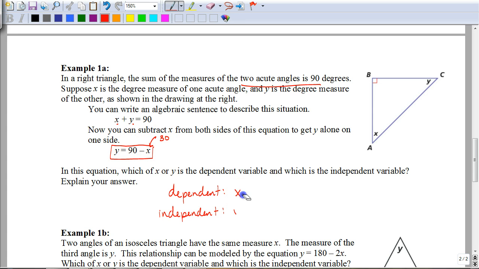My value for y depends on that number that I put in for x. So that means, whoops, I put this down backwards. So that means that y would end up being my dependent variable, because that value of what I'd end up getting as my answer would be 60, depends on the fact that I put 30 in there for x.